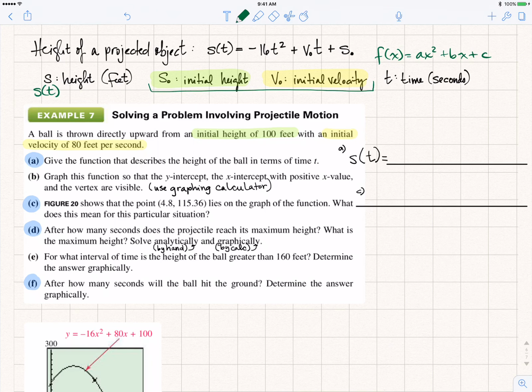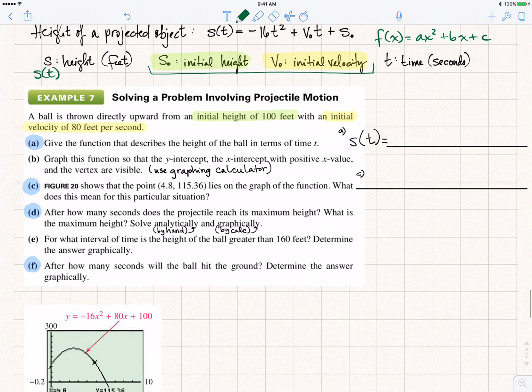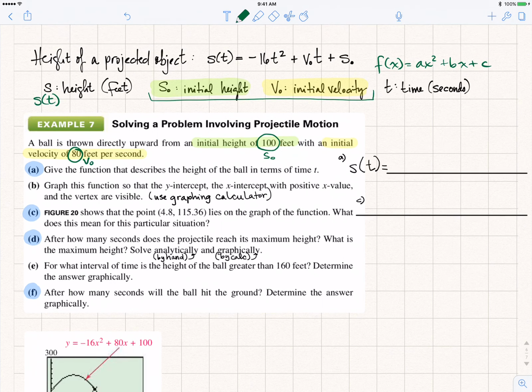So take a look at our example. You have a ball that's being thrown directly upward from an initial height of 100 feet. So we know that this right here is going to be our S sub 0, with an initial velocity of 80 feet per second. So this is going to be our V sub 0. Letter A, give the function.